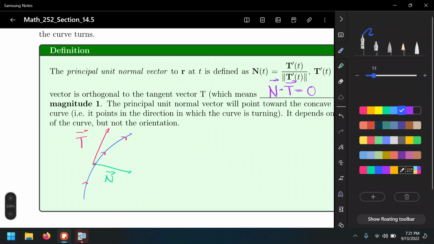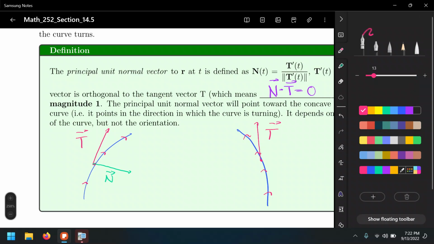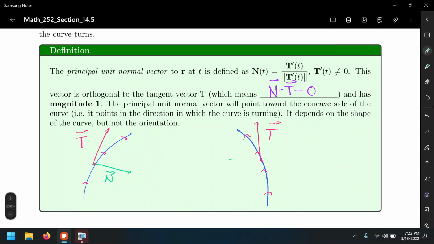We also have the second case, with the curve going in this direction. Choose any point, your favorite point, and that's going to be a tangent vector. Again, notice the direction of the tangent vector is in the direction of the curve. That's T, a big T. At the same time, we have this orthogonal vector, which is the normal vector, and it's on the concave side of the curve.